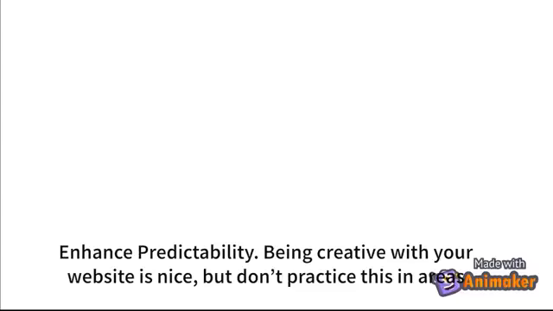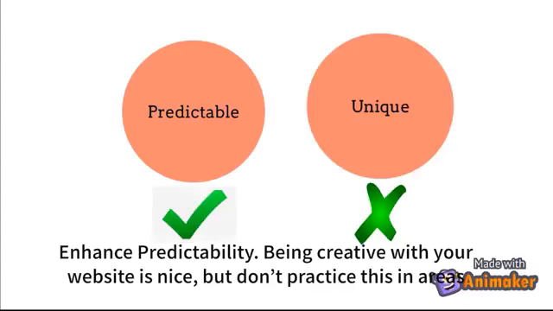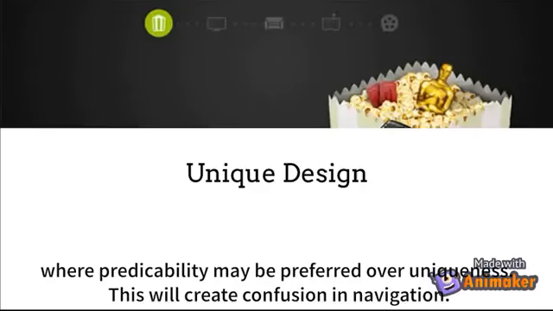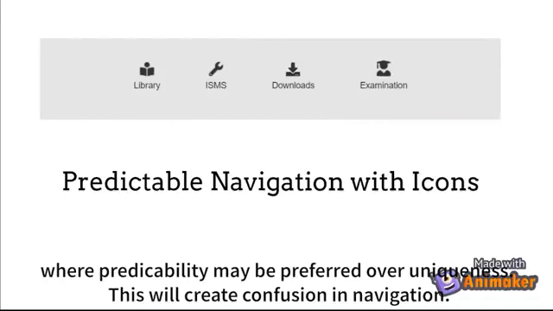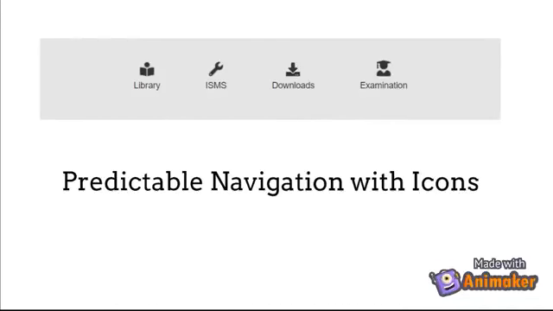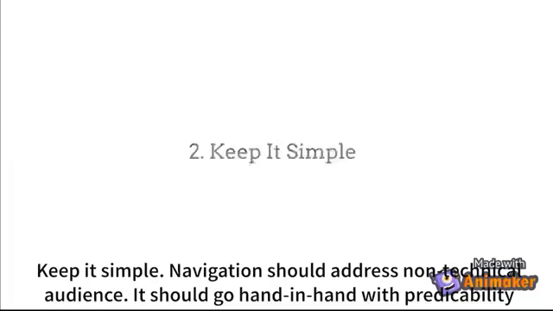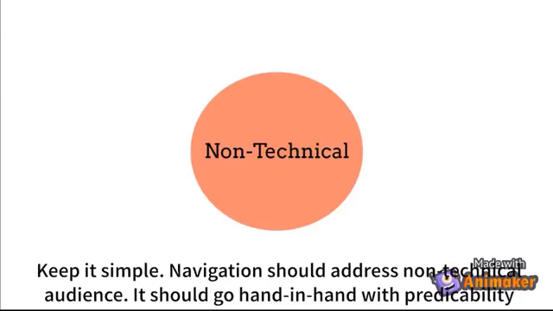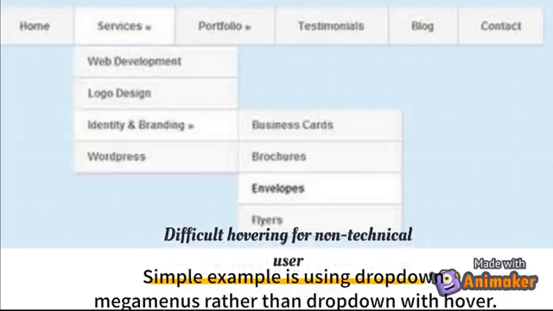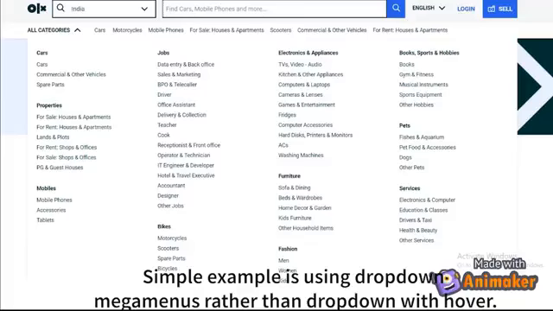Embrace predictability. Being creative with your website is nice, but don't practice this in areas where predictability may be preferred over uniqueness. This will create confusion in navigation. Keep it simple. Navigation should address a non-technical audience. It should go hand in hand with predictability. A simple example is using drop-down menus rather than drop-down with hover.